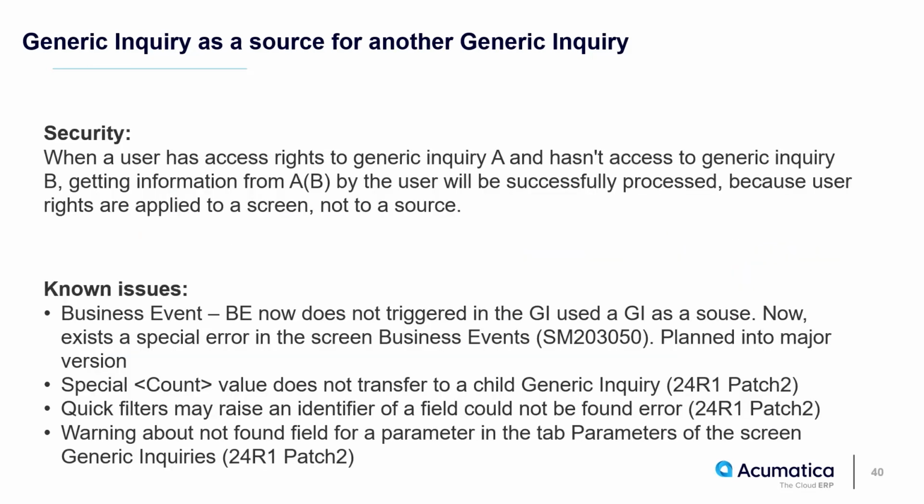Some additional details on that. When you use a generic inquiry inside another generic inquiry, the access rights will be checked only for the top level inquiry. It is by design. Currently, business events do not trigger on the GIs that include other GIs. It is going to be fixed at some point, but for now, please be careful. Do not use it in business events. There are some other smaller issues that are going to be gradually fixed. You can find the full list in the developer release notes.